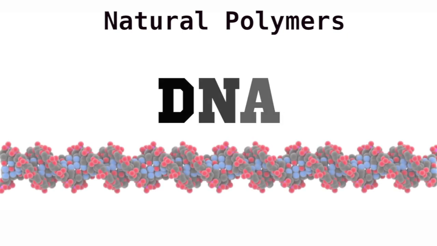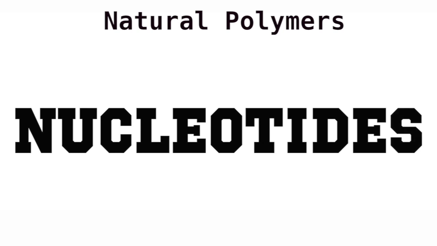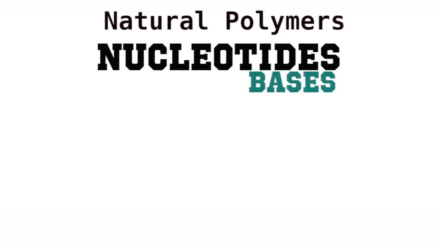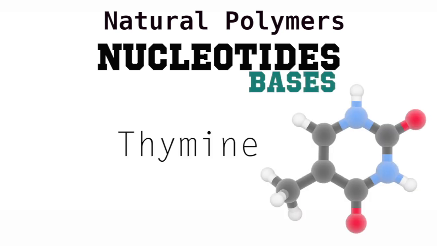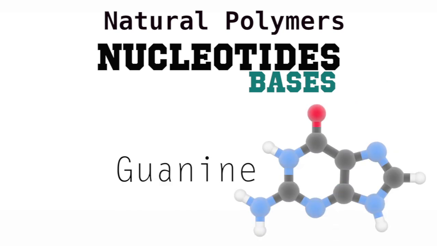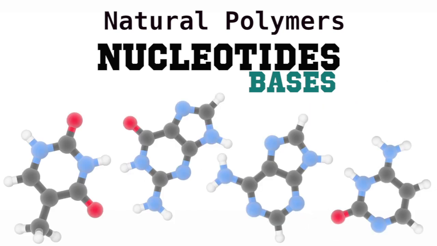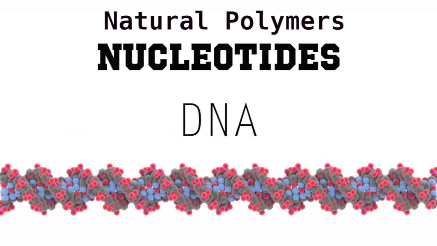Now, in terms of natural polymers, you find one within the nucleus of your cells known as DNA, your DNA. DNA is a huge polymer, a huge molecule that is comprised of building blocks, and the building block of DNA is a nucleotide. There are four different types of nucleotides depending on their bases, and the four nucleotides are thymine, adenine, guanine, and cytosine. So four main monomers, or four main building blocks, that comprise DNA, this huge polymer.